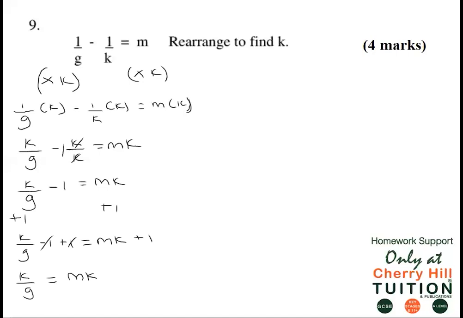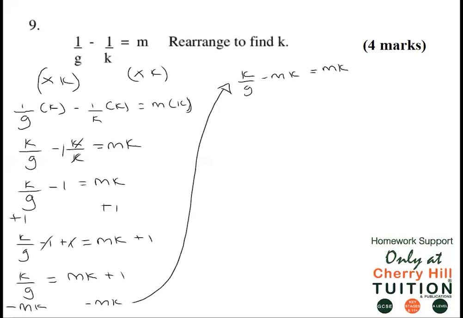Now let's move the mk onto the left-hand side, and we can do this by taking mk away from both sides. This leaves us with k over g minus mk is equal to mk plus 1 minus mk. The mk and the minus mk cancel out, which just leaves us with k over g minus mk is equal to 1. Okay?